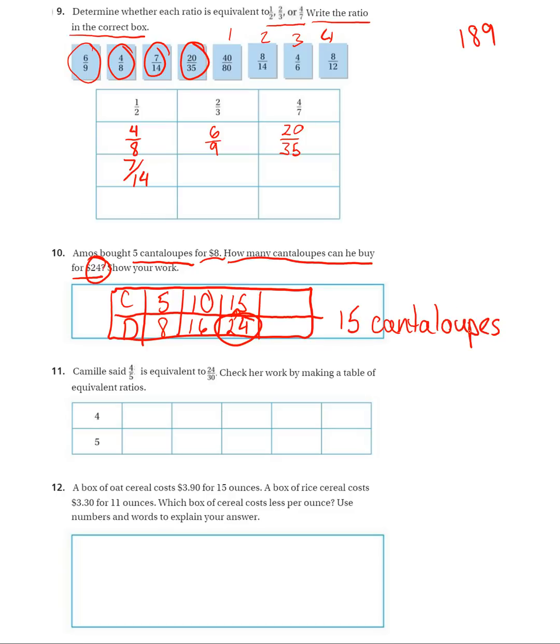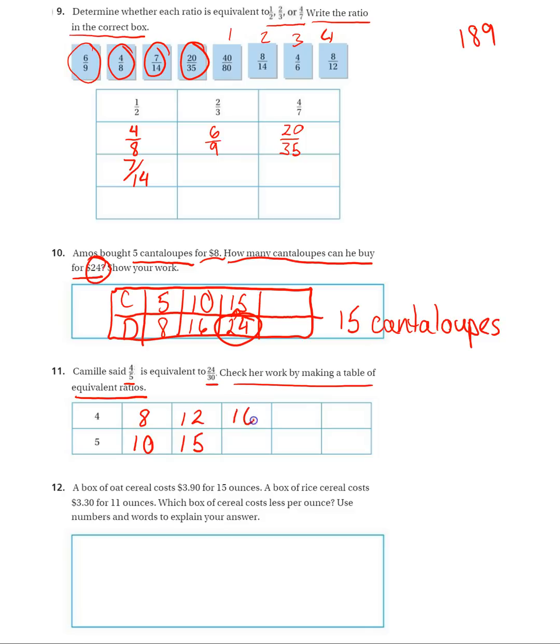All right, number 11. Camille said 4/5 is equivalent to 24/30. Check her work by making a table of equivalent ratios. Okay, so 4 to 5. So we do another 4, that's 8. Another 5 would be 10. Another 4 on top would be 12. Another 5 on the bottom would be 15.